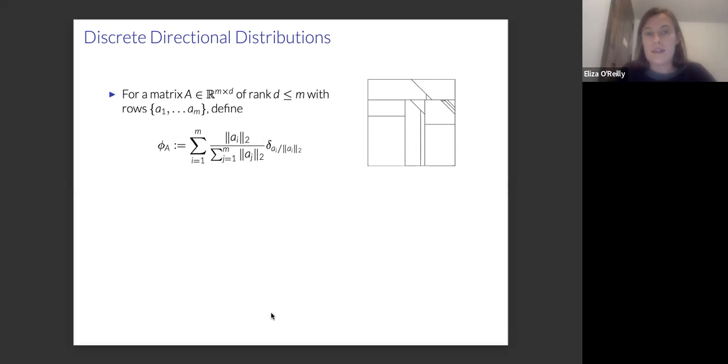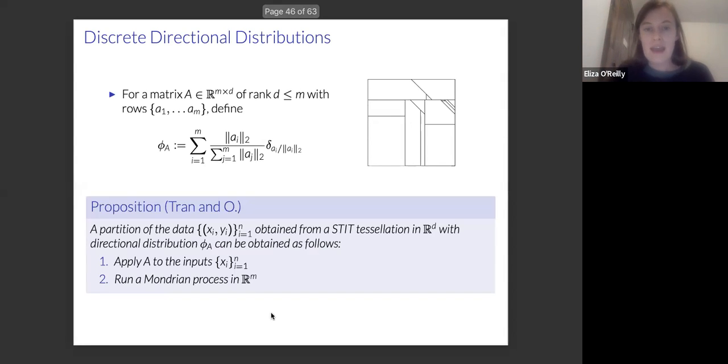So to define this class, we're going to parameterize it by M by D matrices with rank D, with D less than or equal to M. The directions of the rows of this matrix are going to be the directions in our directional distribution. And the norms divided by the sum of all the norms are going to be the weights in our directional distribution.